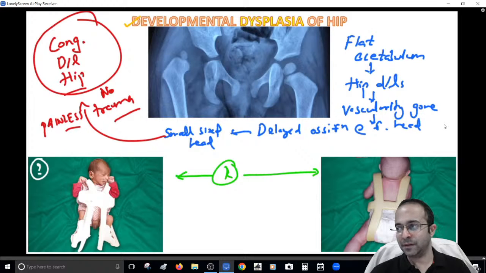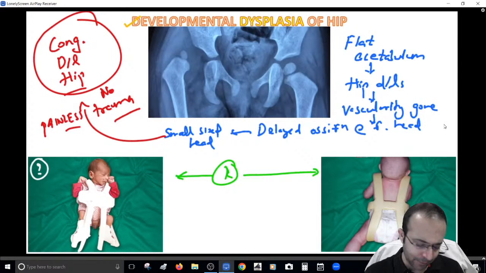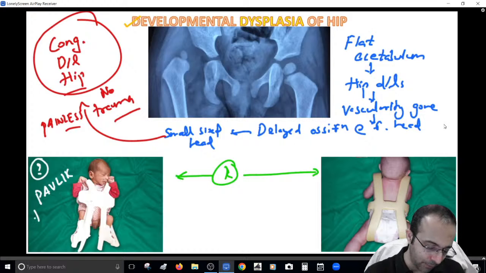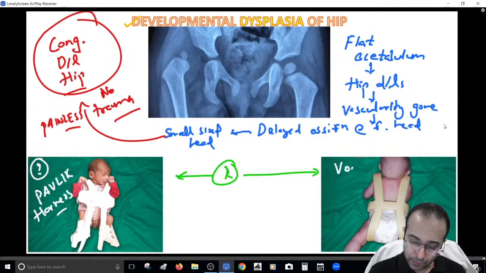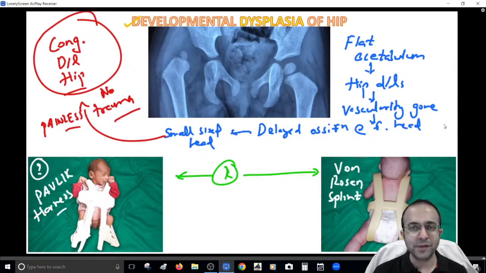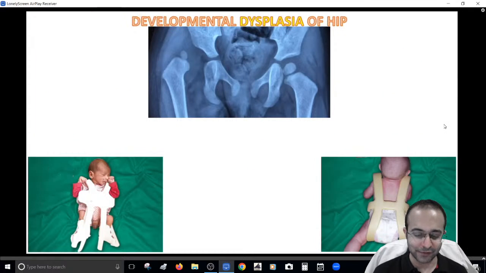Quickly give me the answer so that I know you're familiar with this abduction splint we use for congenital dislocation of the hip. May I know the answer? This particular picture with that question mark I've put: Pavlik harness. Absolutely right. So this is called a Pavlik harness, an abduction splint we use for cases of congenital dislocation of hip. And what you see in the other image is the von Rosen splint. Absolutely right. So these are popular splints we use for cases of congenital dislocation of hip.